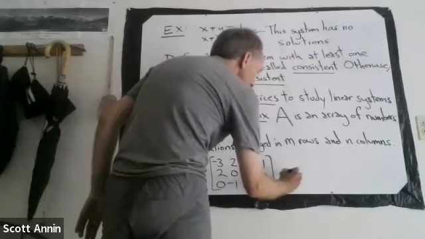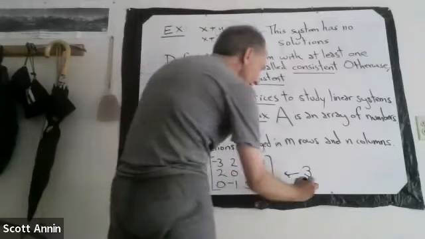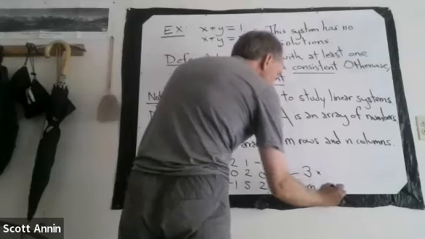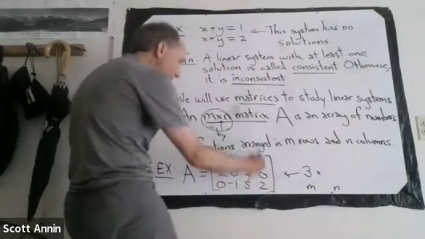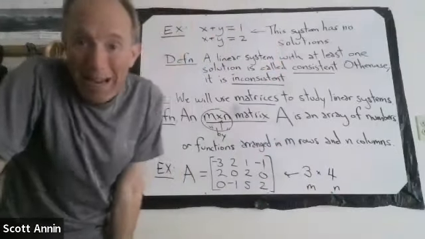So for this matrix, m is 3, right? So that's the m value, and it is m by n. And the n value, how many columns are there here, up and down? That would be 4, right? So this is a 3 by 4 matrix.